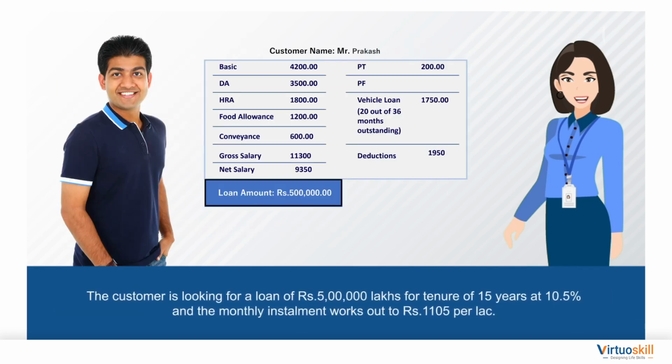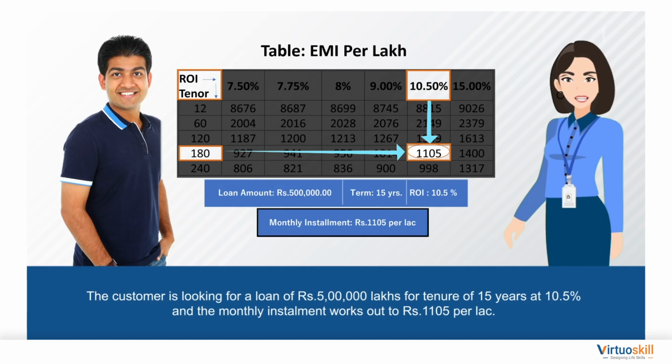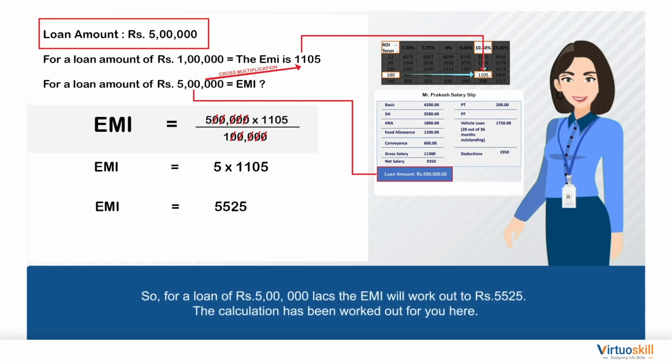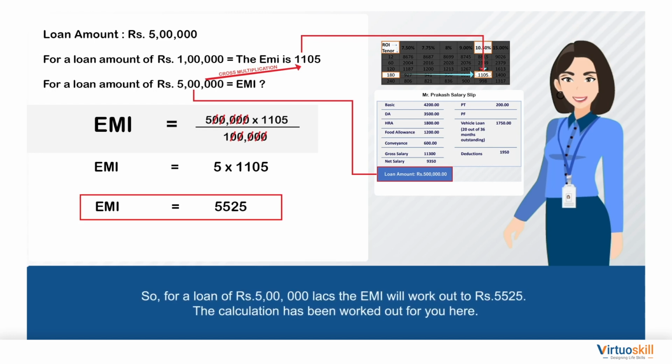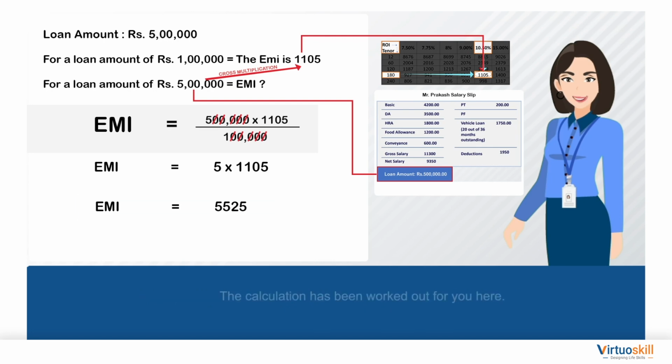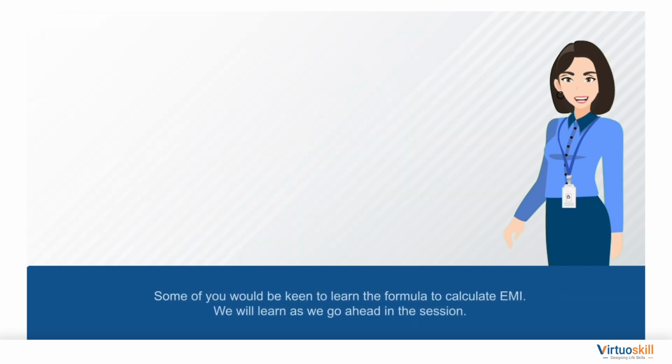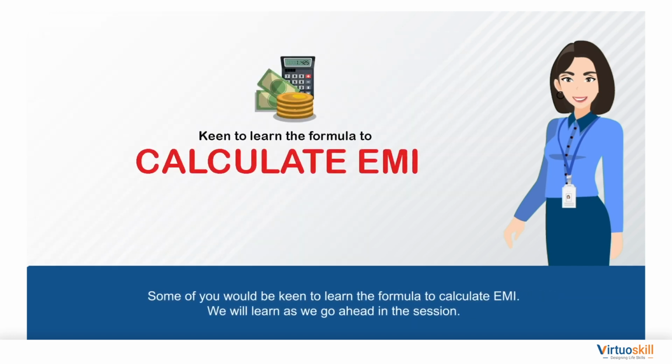The customer is looking for a loan of Rs 5 lakhs for tenure of 15 years at 10.5%, and the monthly installment works out to be Rs 1,105 per lakh. So, for a loan of Rs 5 lakhs, the EMI will work out to Rs 5,525. The calculation has been worked out for you here. Some of you would be keen to learn the formula to calculate EMI. We will learn as we go ahead in the session.